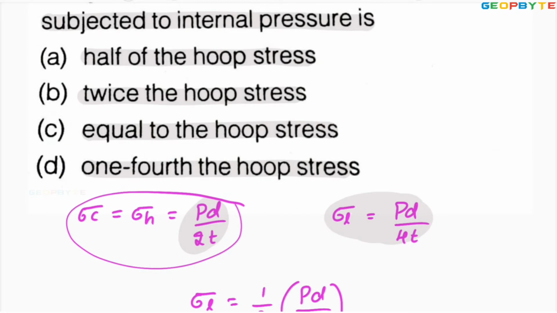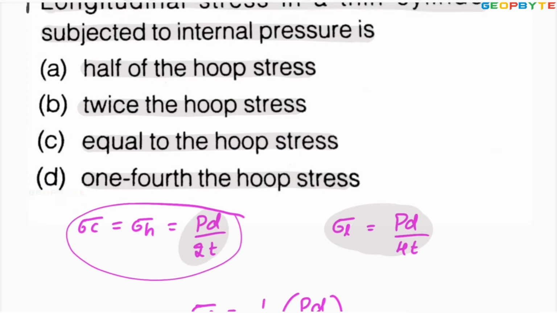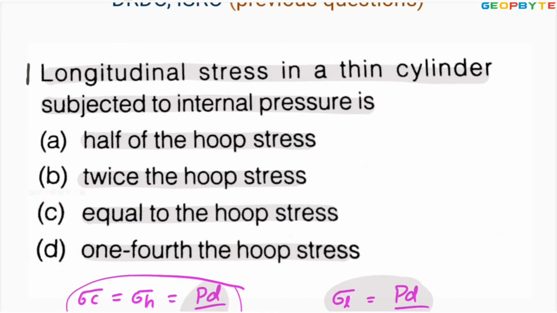Come to the options. Option A: the longitudinal stress is half of the hoop stress. Therefore, option A is absolutely correct. I hope you got my point. Let us take one more problem.